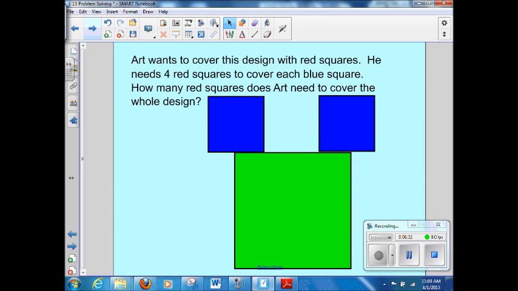We're going to use that same strategy by solving a simpler problem. And remember, it has 4 steps. Let's go to the problem. It says, Art wants to cover this design with red squares. He needs 4 red squares to cover each blue square. How many red squares does Art need to cover the whole design?